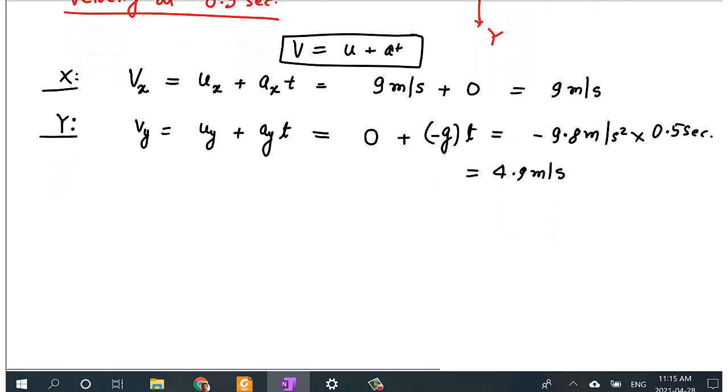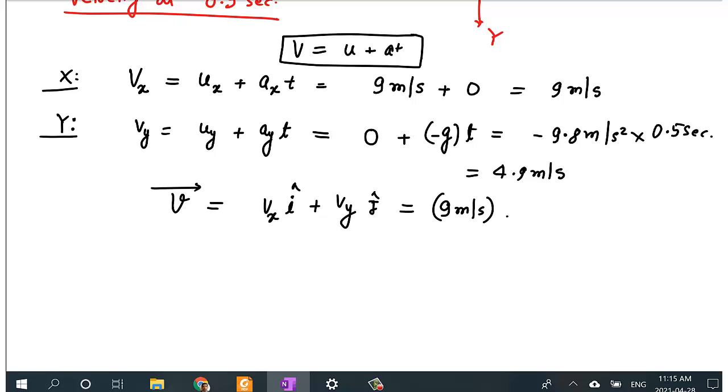So now I know the x component of velocity and I know the y component of velocity. This means now I know the velocity vector. The velocity vector is the x component of velocity times i plus the y component of velocity times j, and i and j are the unit vectors. So now I can write this as 9 meter per second times i plus 4.9 meter per second times j. Now this 4.9 is with a negative sign, so I have to put this here also.